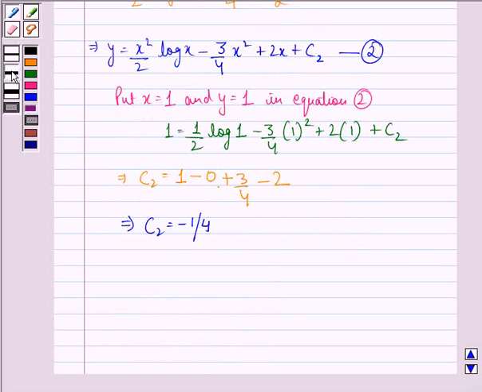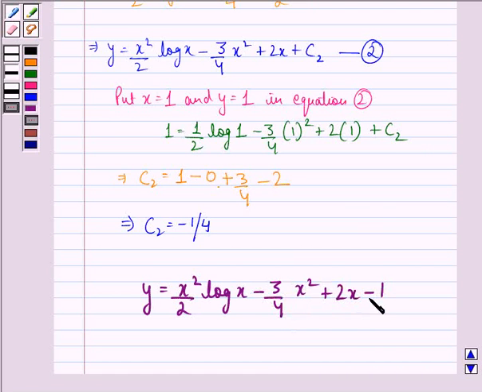Hence, the required solution is y is equal to x squared by 2 log x minus 3 by 4 x squared plus 2x minus 1 by 4. So this is our answer to this question.